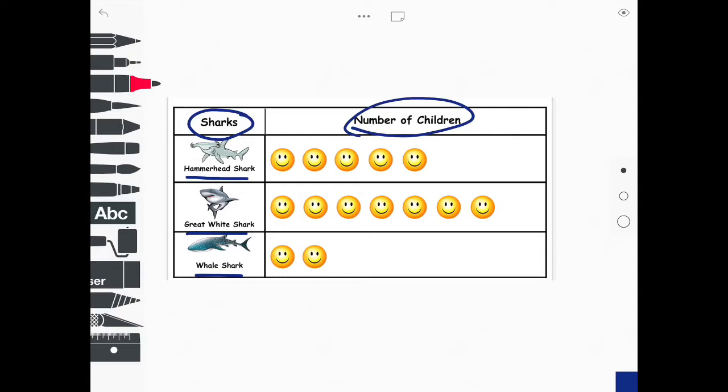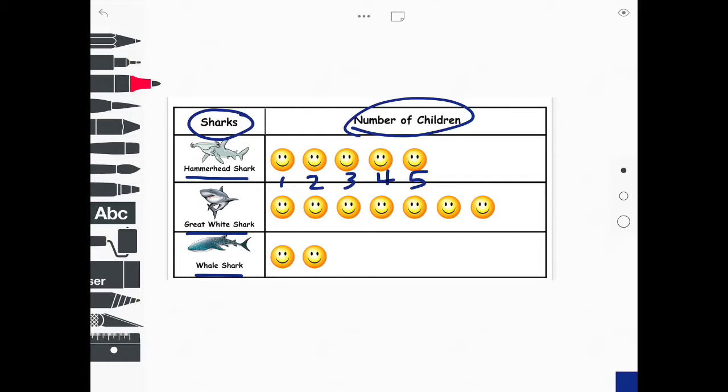Let's start by counting for hammerhead. So what we can do is we find our hammerhead shark and we go right next to it where we have the little smiley faces. Each smiley face is 1 vote. So each smiley face is 1 student who voted for that hammerhead shark. I'm going to count how many students like the hammerhead shark. So 1, 2, 3, 4, and 5.